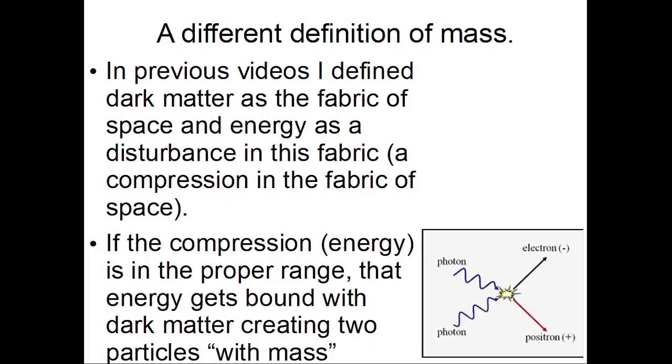In previous videos, I defined dark matter as the fabric of space and energy as a disturbance, a compression in this fabric. If the compression created by energy in the dark matter is in the proper range, that energy gets bound to dark matter and creates two particles with mass being space itself. If the compression has the wrong energy, particles can still be created, but they are unstable. They have a half-life. The half-life depends on how far they are from what I call the proper range.